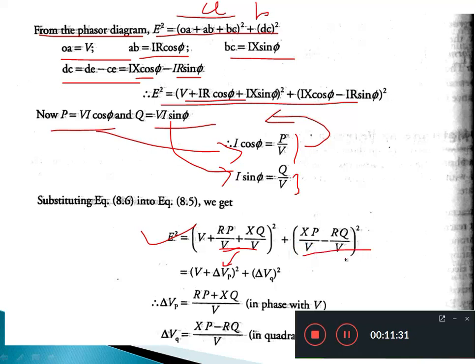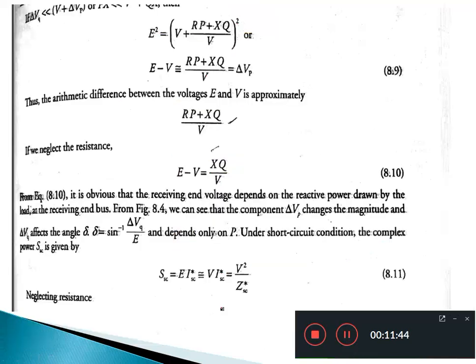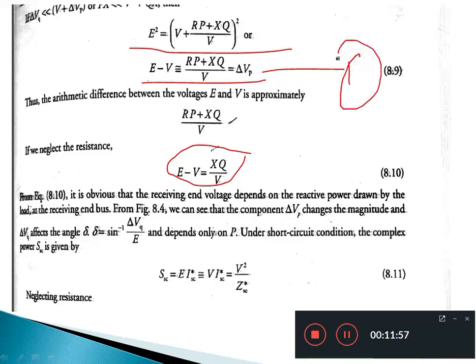Then this whole term can be replaced, with respect to reactive power, as delta Vq whole square. Where delta Vp is nothing but RP plus XQ by V, and delta Vq is nothing but XP minus RQ by V. That is the equation. So therefore we will get the final equation like this: E square equal to (V plus delta Vp) whole square plus delta Vq square. If I neglect the resistance in these equations, we will get the desired equation.